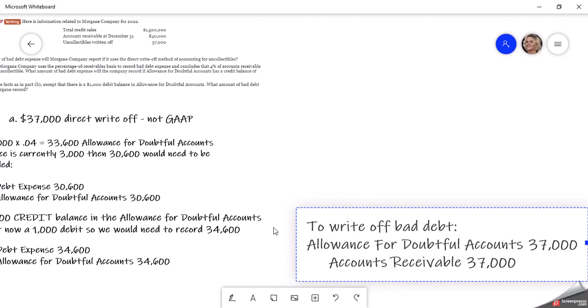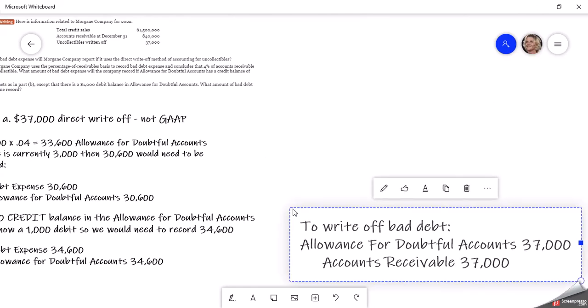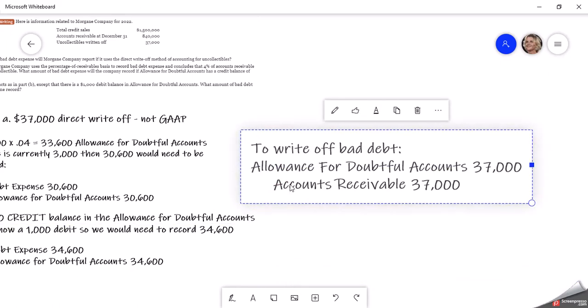Now again, when you're thinking about that, you're looking at that going, well, but we don't even have that much in the doubtful accounts. You're right, we do not. So at the end of the year, you'd have a debit balance in that allowance for doubtful accounts, and then they probably need to reconsider their 4% estimate. So maybe their 4% estimate's a little too low. But that would be the entry that we would make to write that off.